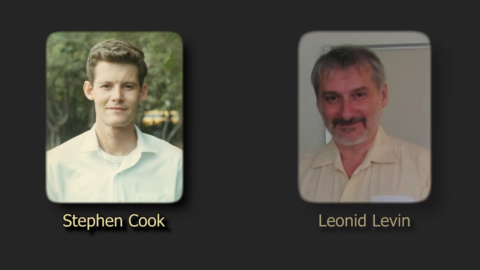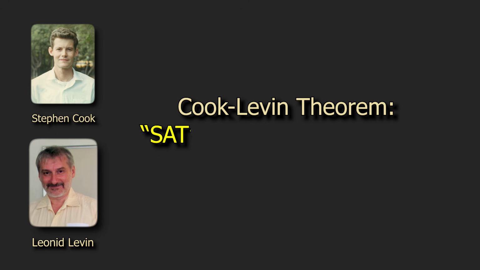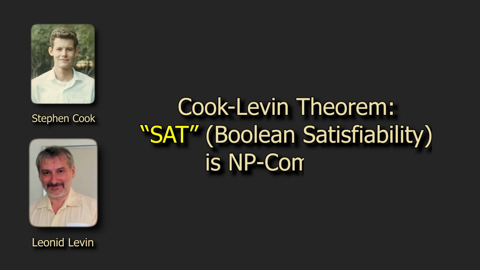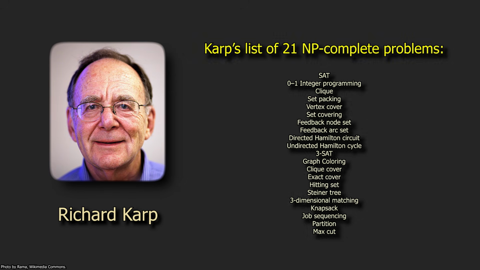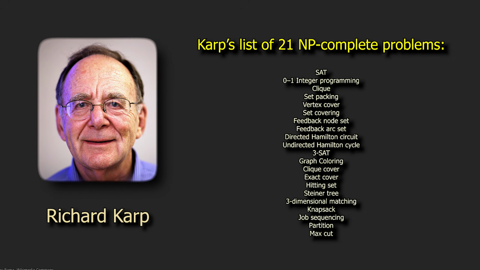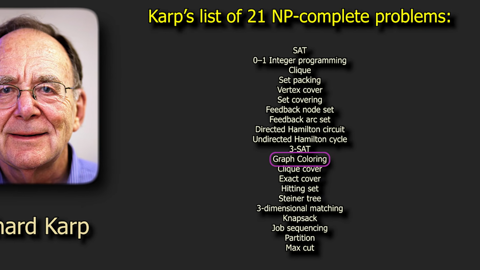In the late 60s and early 70s, Cook and a Soviet-American computer scientist named Leonid Levin independently demonstrated that a problem called SAT, or Boolean satisfiability, is NP-complete. This was the first discovered NP-complete problem. Later in 1972, a friend and colleague of Cook named Richard Karp found a list of 20 other NP-complete problems, one of which is, surprise surprise, 3 colorability.